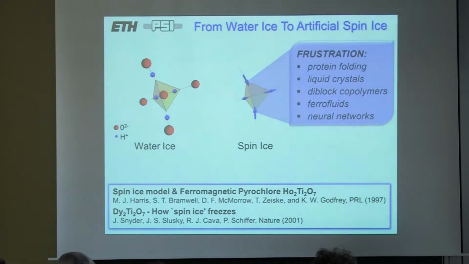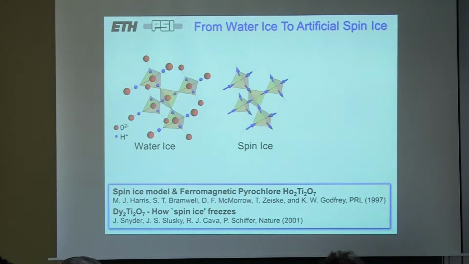I should point out that frustration occurs in a number of materials. You can see it in protein folding, liquid crystals, diblock copolymers, ferrofluids, and, interesting for this workshop, neural networks. I should also point out that the tetrahedra are part of a much larger crystal. So in order to obey the ice rule in a large array of these tetrahedra, you need a large number of equivalent states. This brings me to another phenomenon that occurs in highly frustrated systems: a large degeneracy of low energy states, so many low energy states with similar energies.